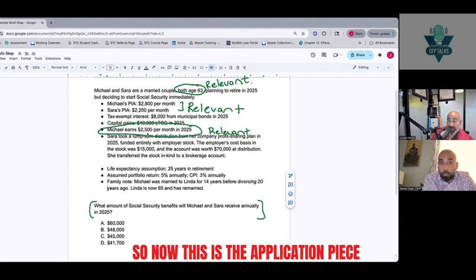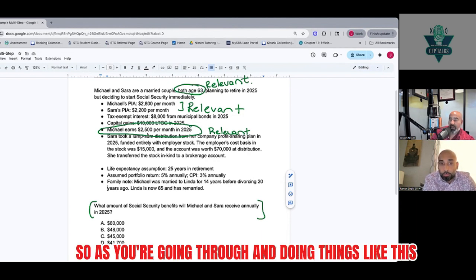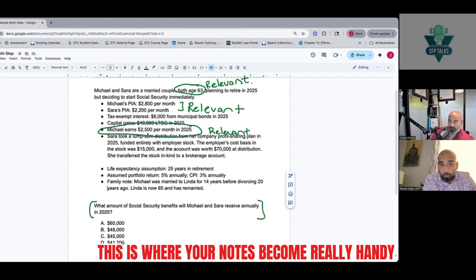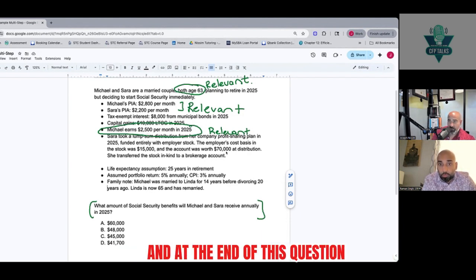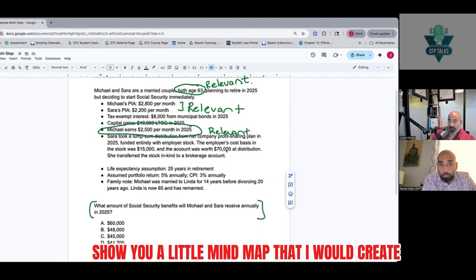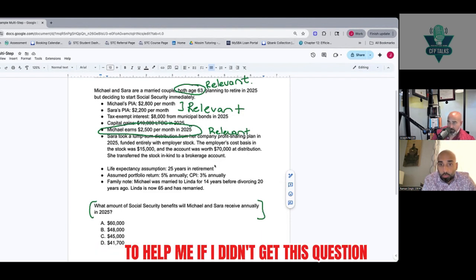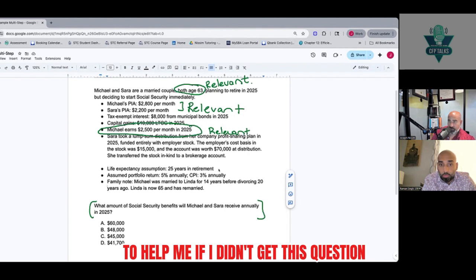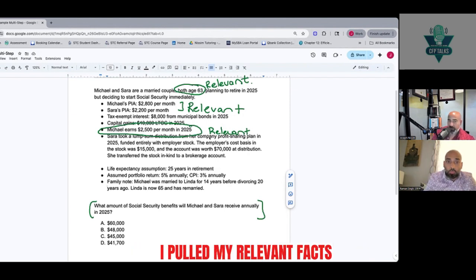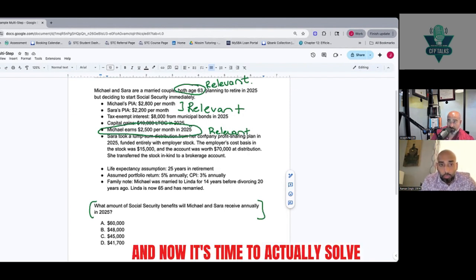So now this is the application piece. As you're going through and doing things like this, this is where your notes become really handy. And at the end of this question, I'm going to show you a little mind map that I would create to help me if I didn't get this question right. So now I've pulled my relevant facts and it's time to actually solve. And I'm going to go in order.